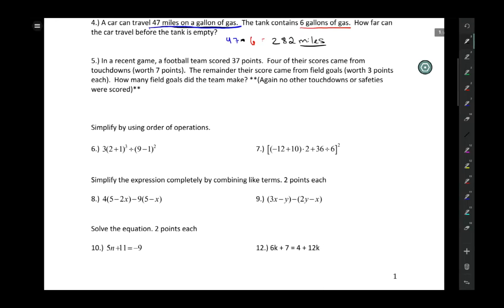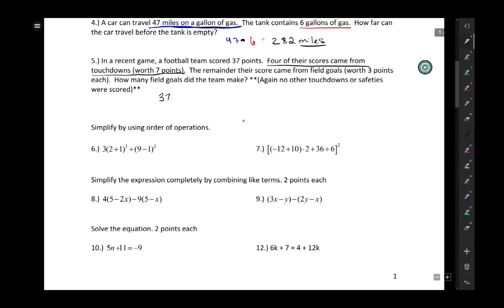A recent game, a football team scored 37 points. That's our total. Four of their scores came from touchdowns. They're each worth 7 points. Okay, so touchdowns and extra points, I suppose. The remainder of their score came from field goals, worth 3 points each. How many field goals did the team make? Assuming no other touchdowns or safeties were scored for you football fans out there.